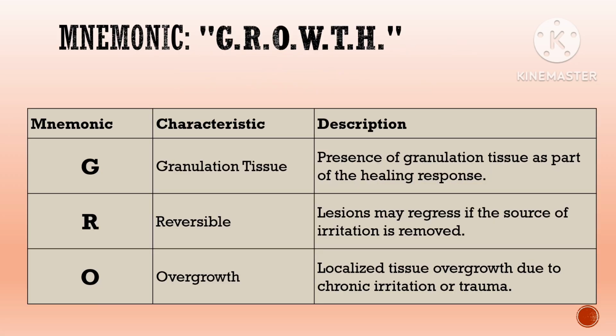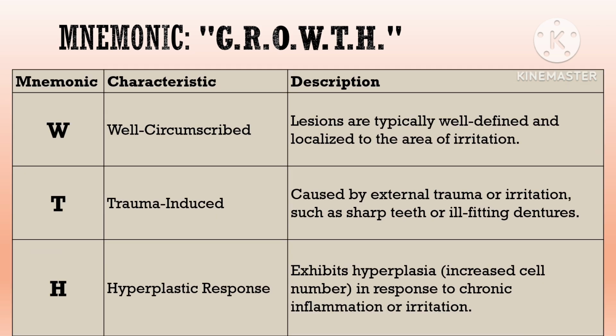Remember the characteristics of reactive lesions by using the mnemonic GROWTH, where each letter of this word stands for one characteristic of the reactive lesion. First of all, the G stands for granulation tissue, which is formed as a part of the healing response. R stands for the reversible nature of the lesions. O stands for overgrowth due to chronic irritation or trauma. W stands for the lesions being well circumscribed and localized to the area of irritation.